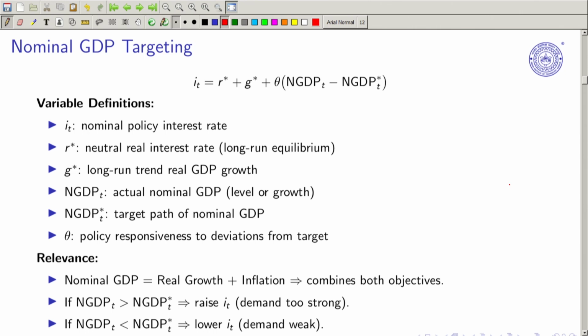In different countries there are different norms, and in the literature on monetary policy rules, there have been different rules for measuring the monetary policy stance, or nominal interest rate predictability. Now we have something called nominal GDP targeting. What is the meaning of nominal GDP targeting? Here it implies that the nominal interest rate is equal to the neutral real interest rate that we discussed, plus the long run trend of real GDP growth. So this is what it means.